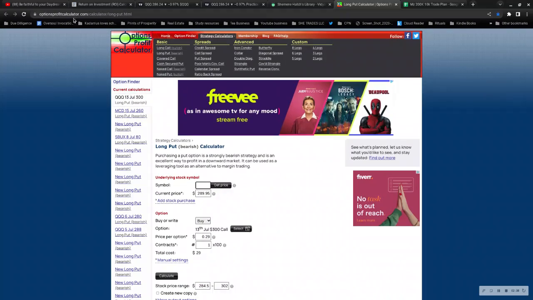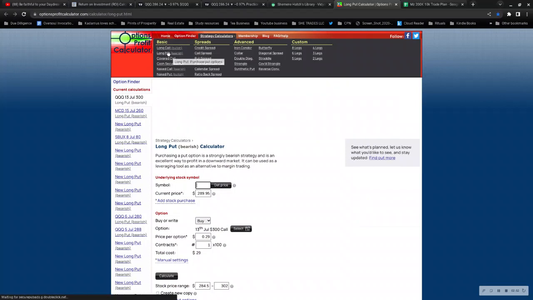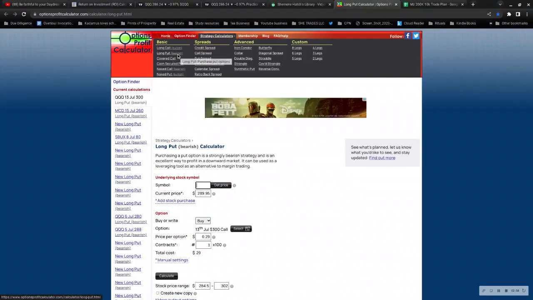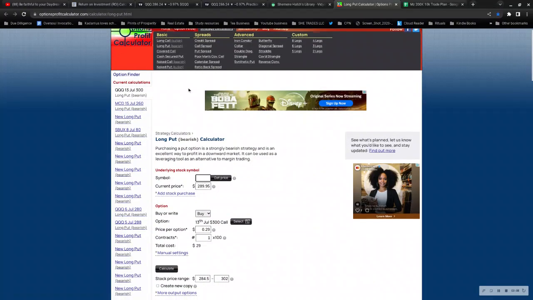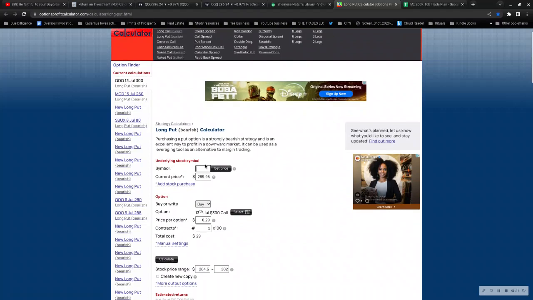So first of all, this is on optionsprofitcalculator.com. And I'll post the link below. So if you're going to do a call, you want to click on long call bullish. If you want to do a put, you want to click on long put bearish. And the same thing goes for the other strategies up here. So I normally just do one. I don't do both to determine my profit target. I just want to see basically if the stock moved the way I think it's going to move, what would happen.